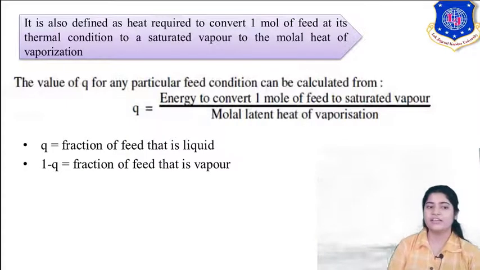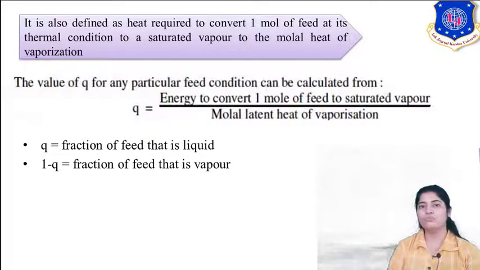So let's see, on the basis of heat, your Q is defined as energy to convert 1 mole of feed to saturated vapor upon molar latent heat of vaporization. Hence I can define that my Q is what? It is fraction of feed that is in liquid. Whereas 1 minus Q is what? Fraction of feed that is vapor. Here be very specific with the notation.